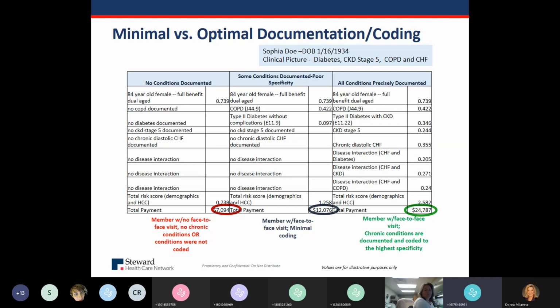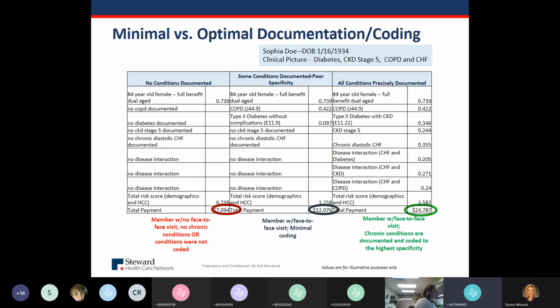So we got a risk score for that 84-year-old female, and she was dual eligible. None of the chronic conditions were captured. This just left us with that baseline demographic risk score and a total payment of $7,000. And just to let you know, these values are for illustrative purposes only, but I got this from a Medicare Advantage plan. So it's very close to how it affects the budget.